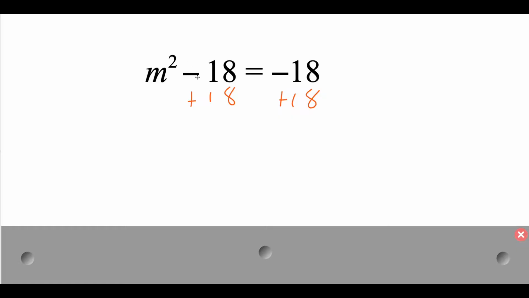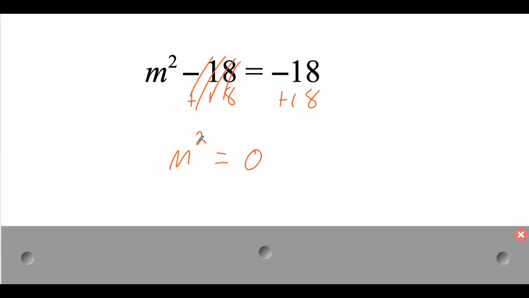So on the left-hand side, the plus 18 and the minus 18 cancel each other out. So we get m squared equals, now on the right-hand side, if I take negative 18, but then add 18 to it, I just get 0. So I have m squared equals 0.